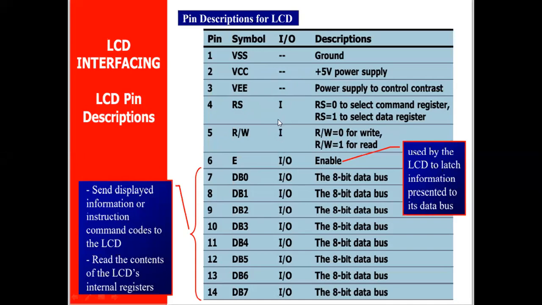Enable pin means whenever you are writing a command or writing data into the LCD, you should latch the LCD. That means you should give some clock pulse to the LCD. So you should give 0, 1, 0 to the LCD. And you have 8 data lines, DB0 to DB7. These are the 8 data lines present in the LCD. This is a 14 pin IC, and these are the symbols, the IO lines, and the description of the LCD.